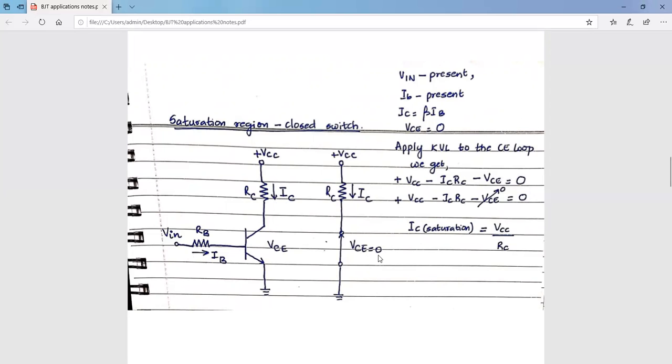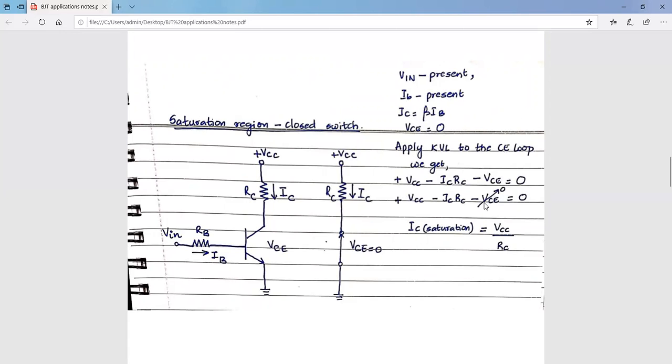And your VCE across the short will be equal to 0. So we get these equations: Vin is present, IB is present, IC is beta times IB, and VCE is equivalent to 0. Now, if you apply KVL across the same collector emitter loop, you will get the equation VCC minus ICRC minus VCE equal to 0.